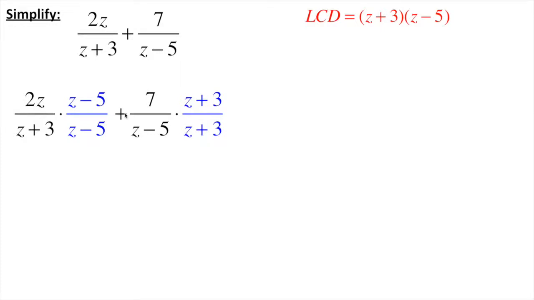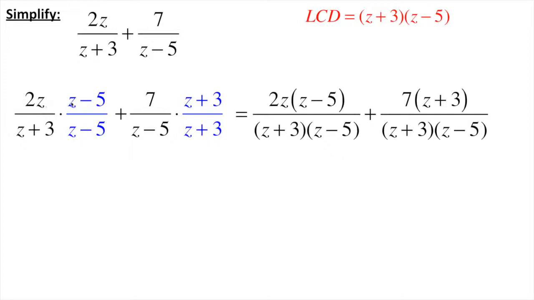Now let's take it a little bit further here. This is 2z times z minus 5. That's where I came up with this. Now I have a common denominator here. I've got z plus 3 times z minus 5. That's my common denominator. And that's going to make it easy because if we have the same denominator, we can just add or combine, subtract, whatever the case may be. In this case, it's an addition here. Combine this numerator, the top here.